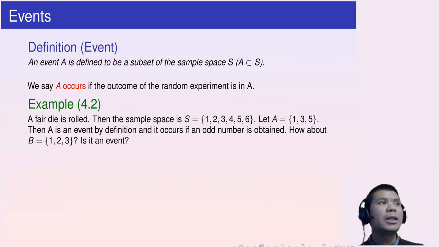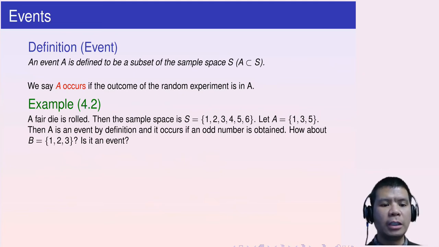So the probability of winning a lottery, right? The probability of getting an A in this class, the probability that it's going to rain tomorrow. When we talk about probability, we're always referring to some event. Now this something is defined as events. So what is the event?